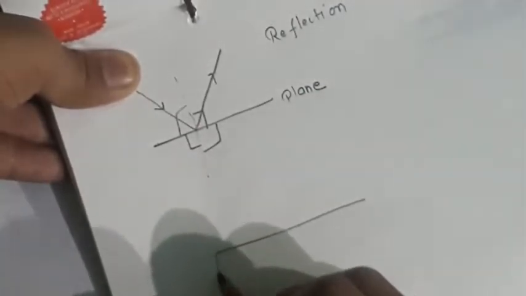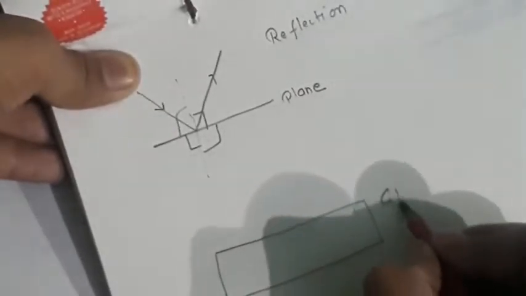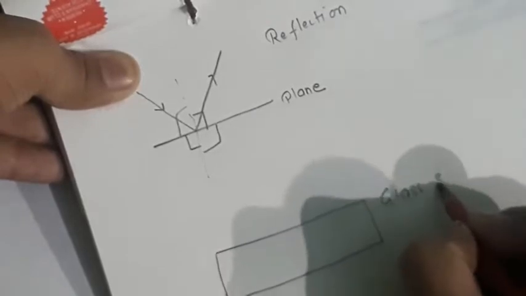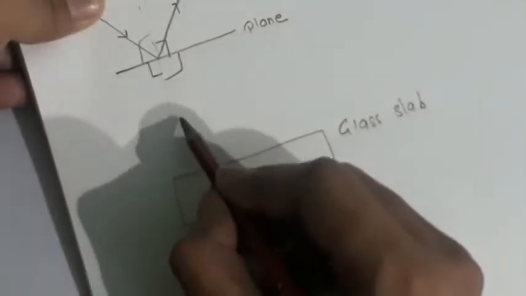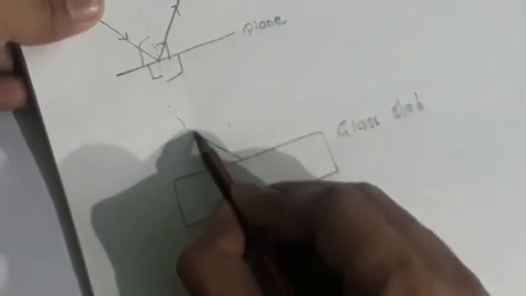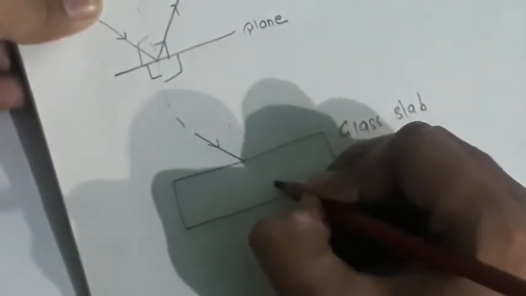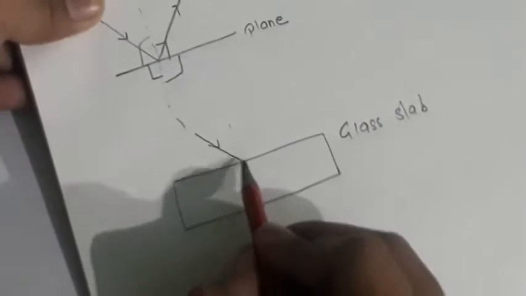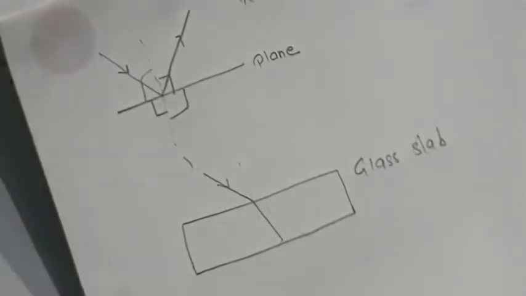Here, this is a plane, or better, a glass slab. The light is coming. First make a normal. Yes, this light is coming, and this is the path of the light. But here the light gets bent towards the normal.